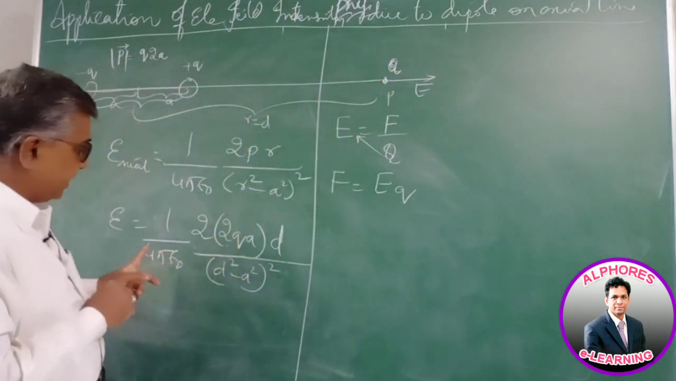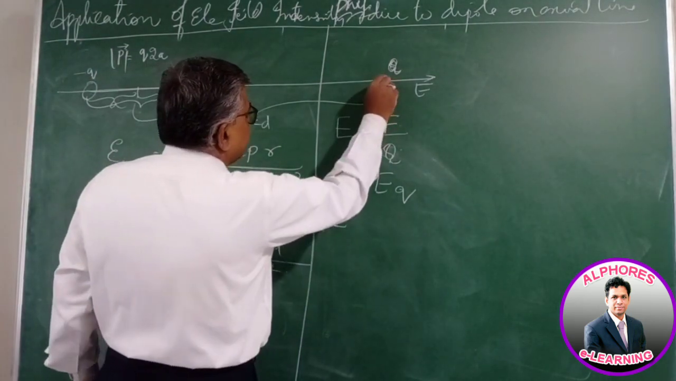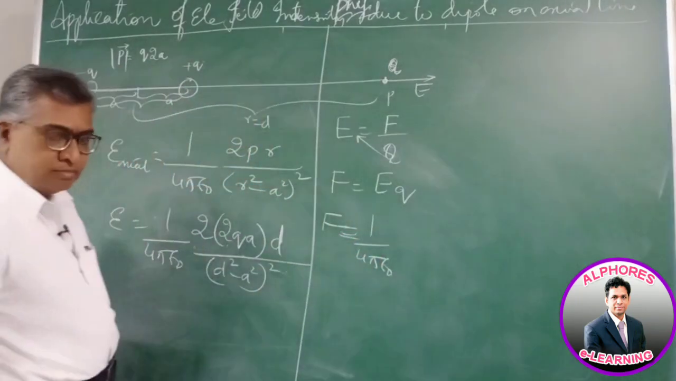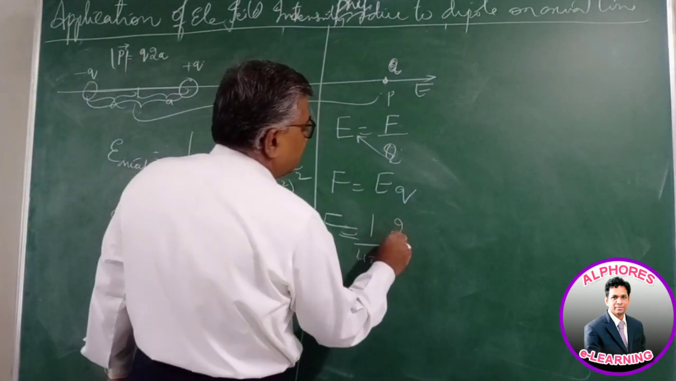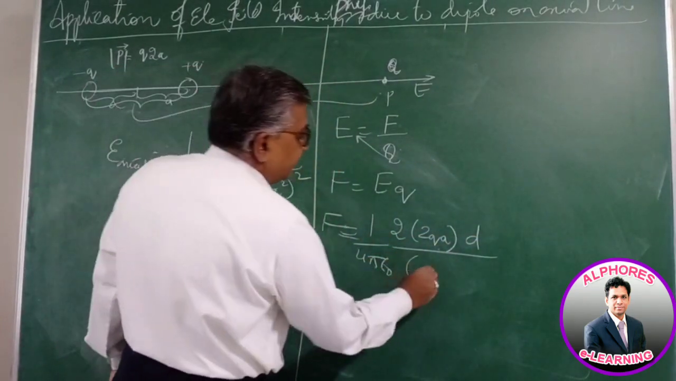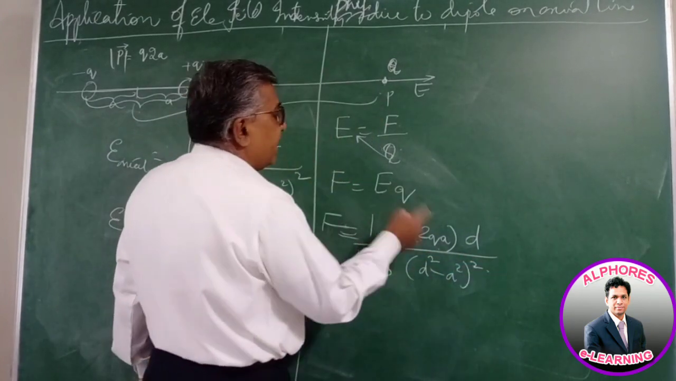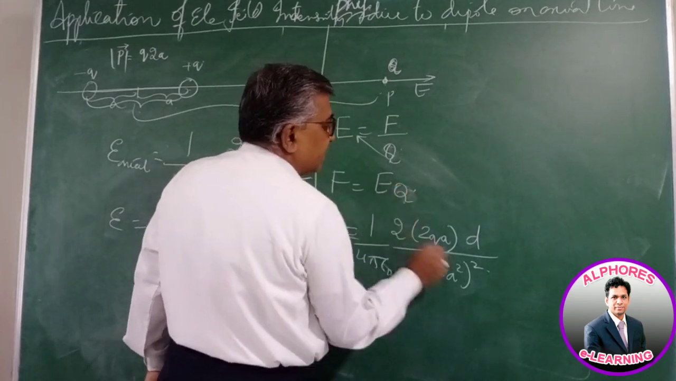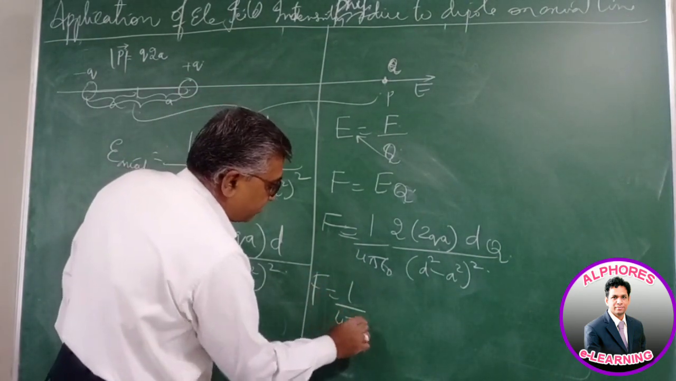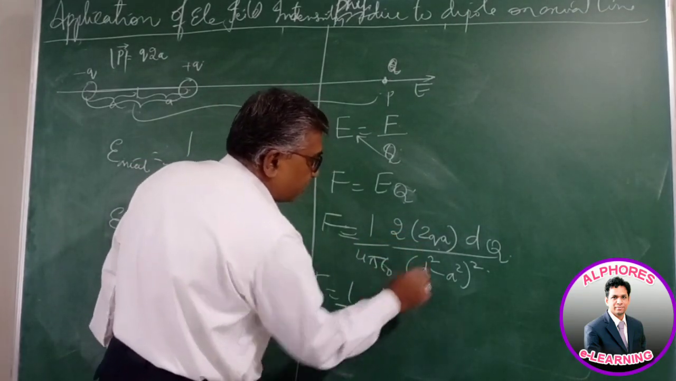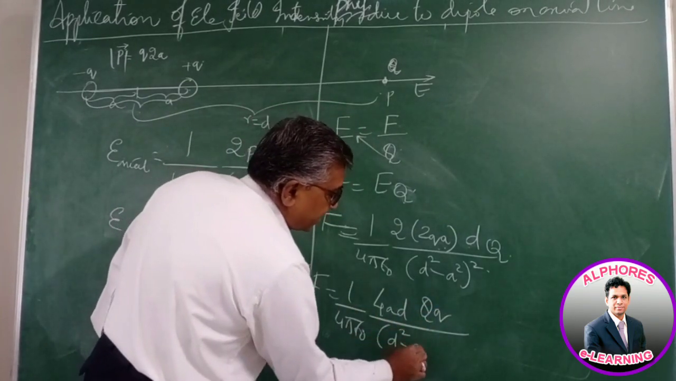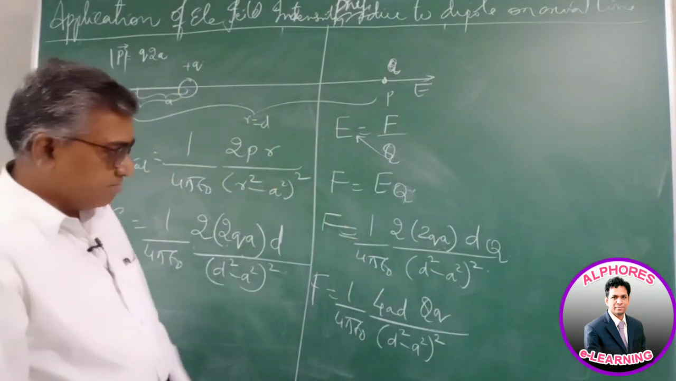Now we have found the formula for E at that point. So substituting, the force experienced by this charge is 1 by 4 pi epsilon naught, 2 times 2qa into d by (d square minus a square) whole square, into the charge placed at that point, capital Q. Therefore, the force F is equal to 1 by 4 pi epsilon naught, 2 into 2 q a into d capital Q small q by (d square minus a square) whole square.